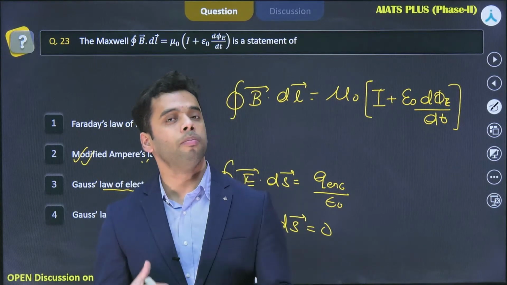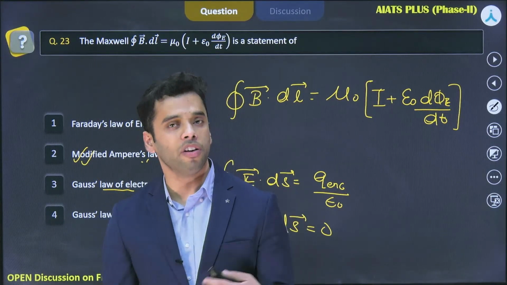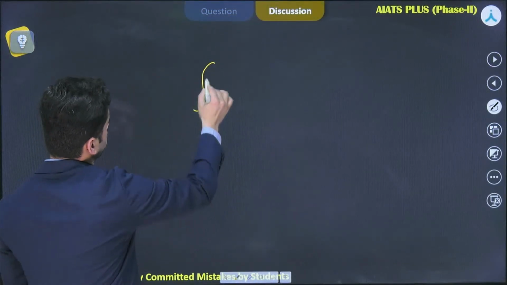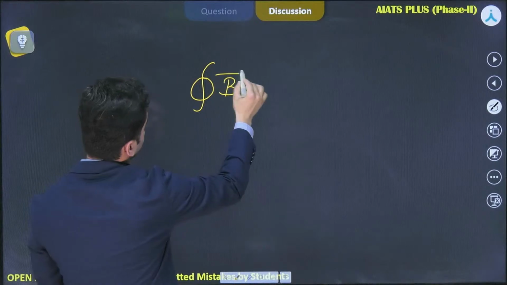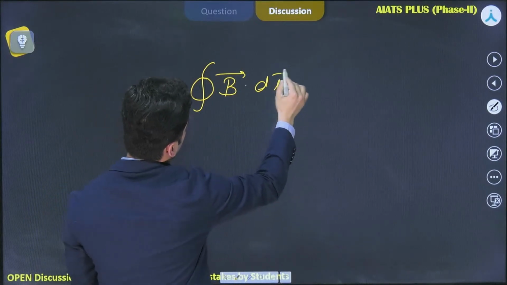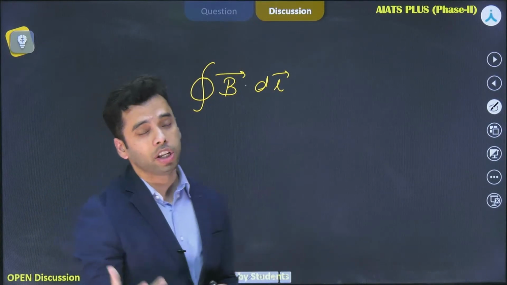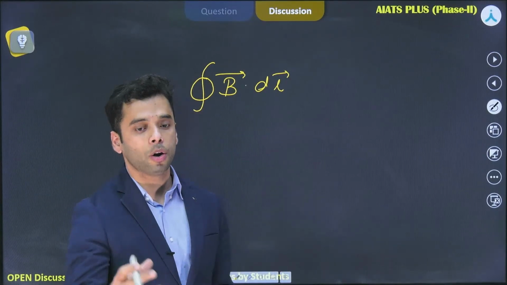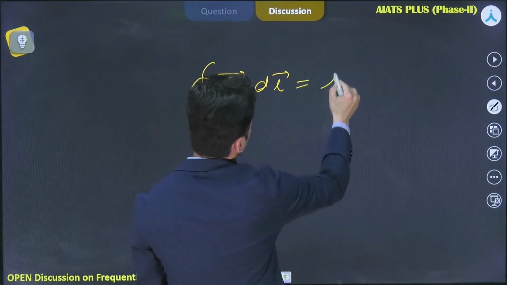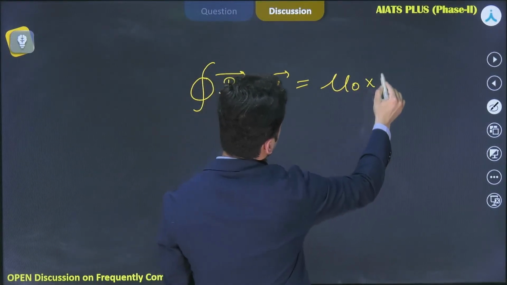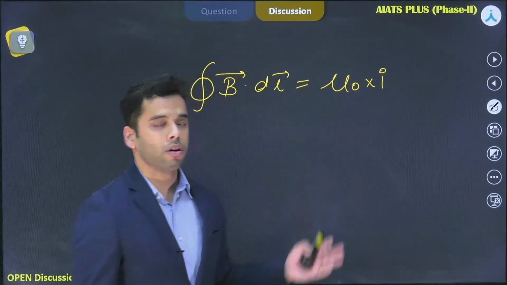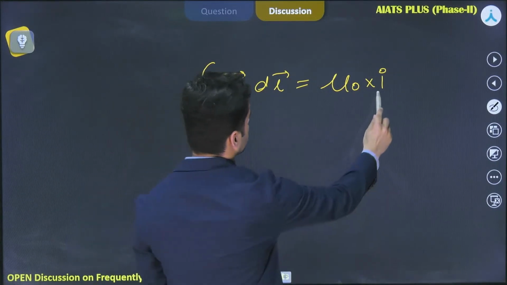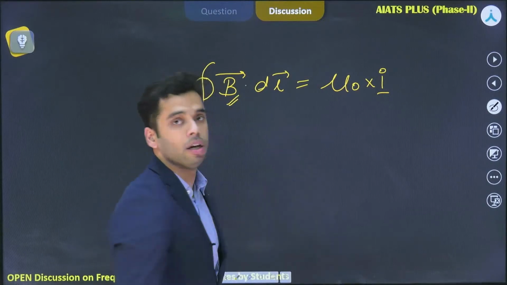Now let me give you some history or context about the modified Ampere-Circuital law. So according to the Ampere-Circuital law, B dot dl, you must have read this in the chapter on moving charges and magnetism, that this line integral of B dot dl is equal to mu naught times the I enclosed, right? What is the meaning of this equation? It tells you that a current carrying conductor can produce magnetic field, right?